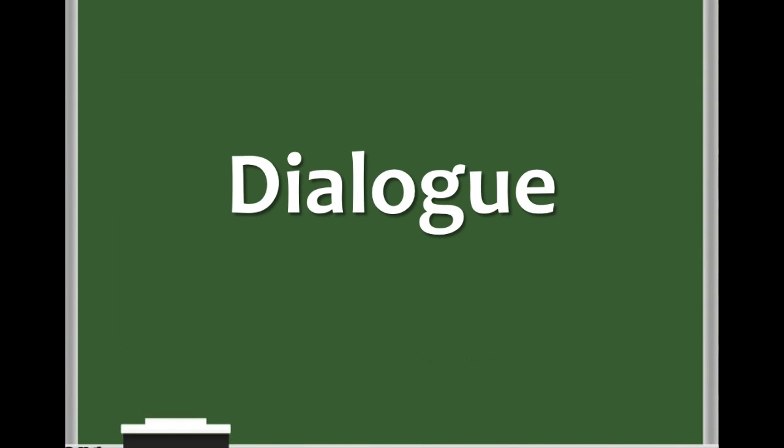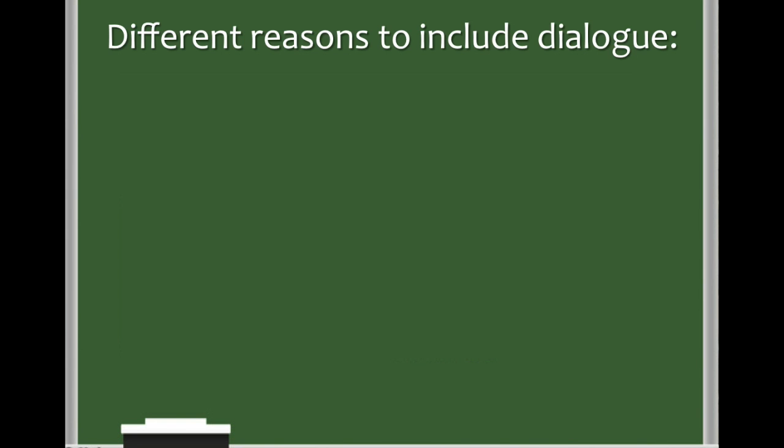And today we're going to talk about dialogue. We're going to talk about where we put dialogue in our story and how we put it in there and why. Now, there are a lot of different reasons to include dialogue. Dialogue is there to provide information in the story, all kinds of different information. One of the keys, though, is to make sure that dialogue is purposeful. It's there for a reason.